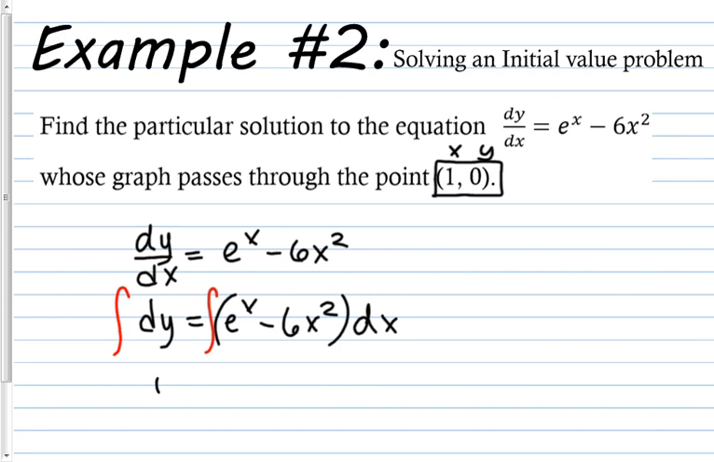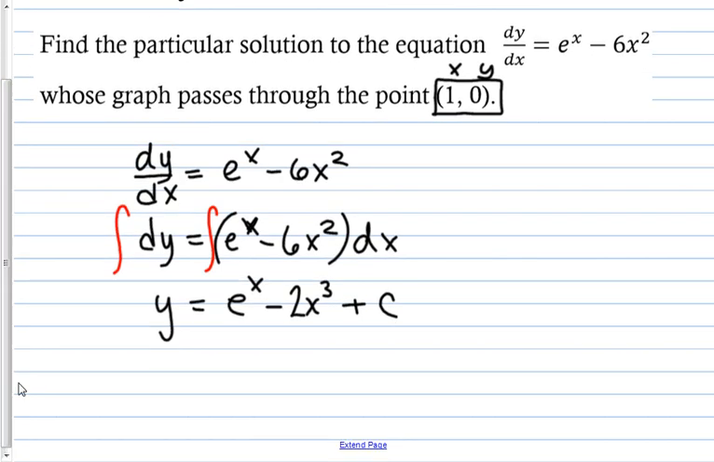So I get y equals the integral of e^x. Okay, if you remember, the derivative of e^x is e^x. So the integral of it is going to be e^x. Minus 6x squared. So x is now going to be x cubed, but then I would divide by my new exponent. So that 6 is going to be 6 divided by 3. So that's 2. And then, of course, plus c. So there's my integral.